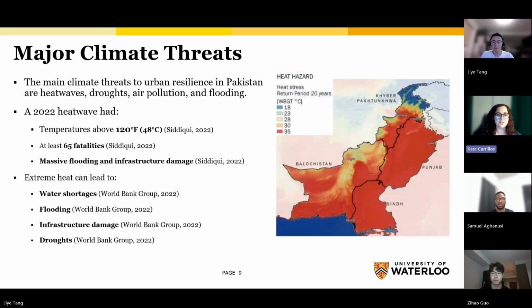The main climate threats to urban resilience in Pakistan are heat waves, droughts, air pollution, and flooding. A heat wave in 2022 had temperatures above 120 degrees Fahrenheit, causing at least 65 fatalities and massive flooding and infrastructure damage. Extreme heat can lead to water shortages, flooding, infrastructure damage, and droughts.